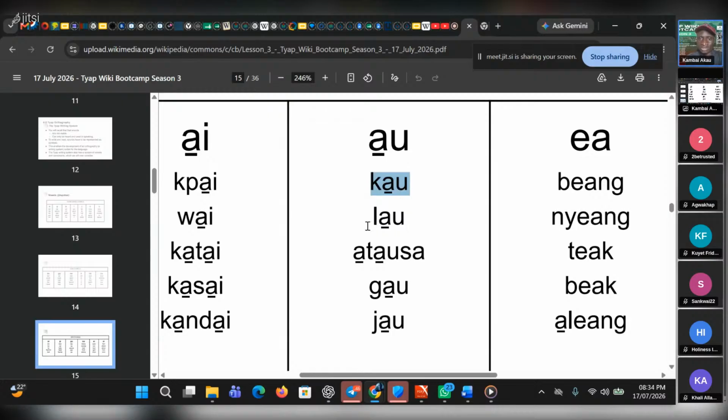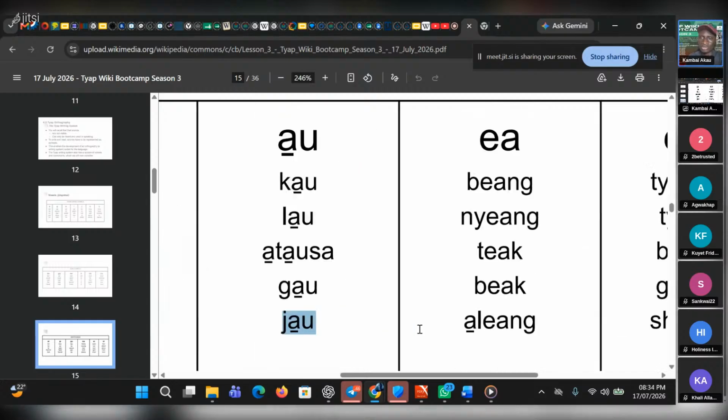And then we have o, which is ko. An example is ko, which is to divide. And then we have low, to be plenty or it's too much. And then we have atosa, which is outside. We have go, maybe you hit your leg or something. And then we have Joe. Joe can mean like to excel or maybe to arrange something to look good also.